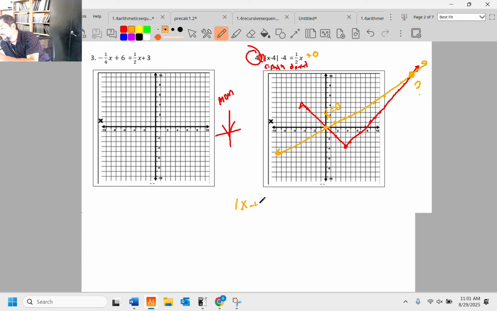I graded a basics quiz earlier. I noticed that a lot of children did not know how to solve absolute value, even though we had a lesson on it. But, you know, it is what it is.